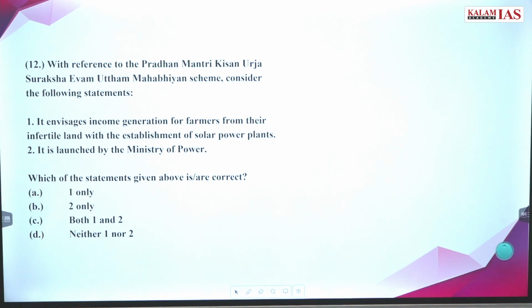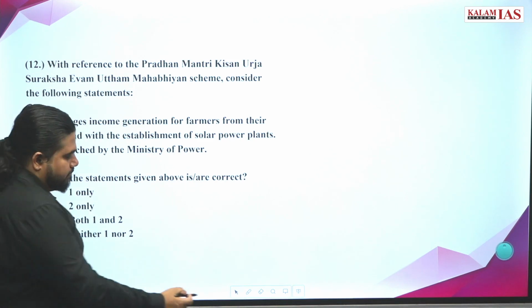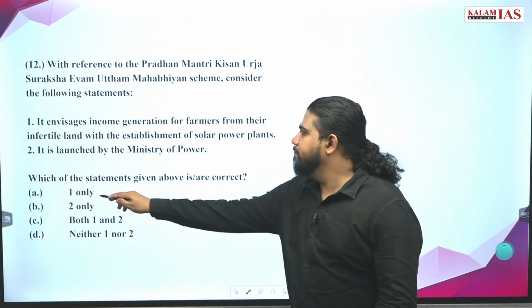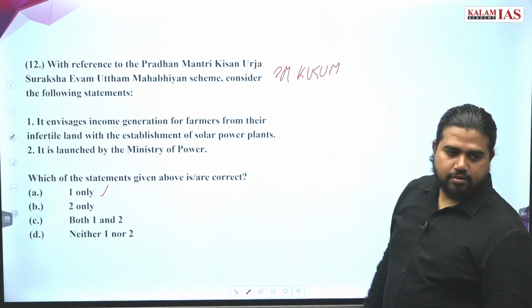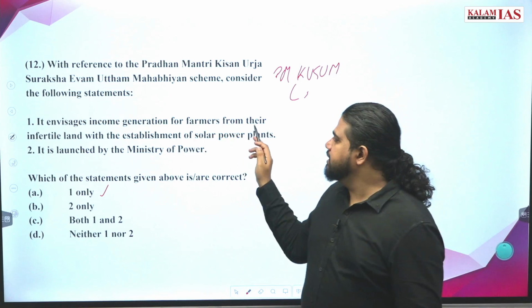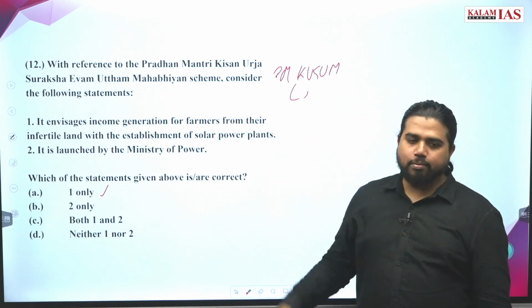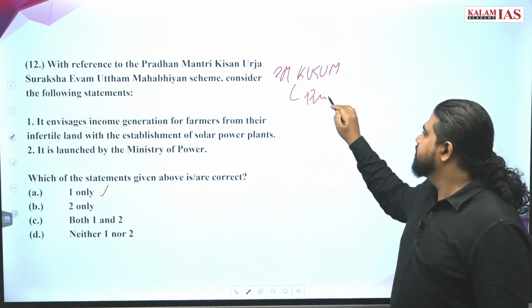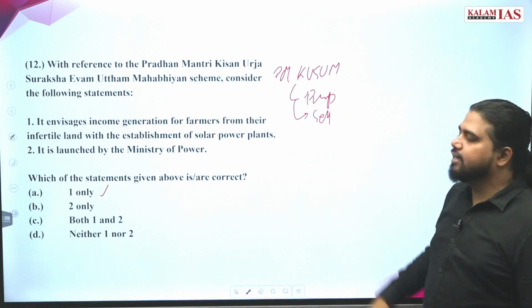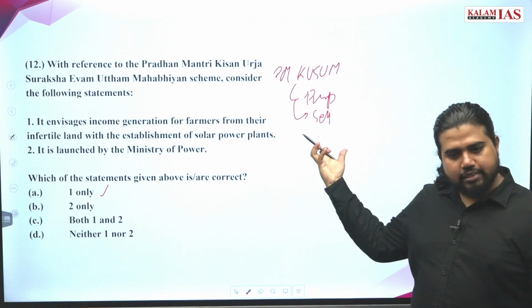This is not exactly a new scheme. It is quite an old scheme that has been running for a while now. What is the answer? A. PM KUSUM scheme. What exactly is it for? Solar: if a farmer has infertile land, he can establish solar power plants there. He can sell the electricity either to run his pump or sell it to the grid and earn money. That's the objective of this scheme.